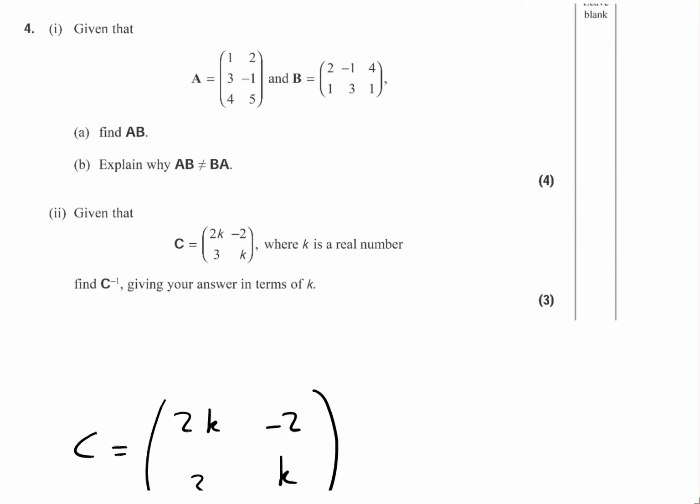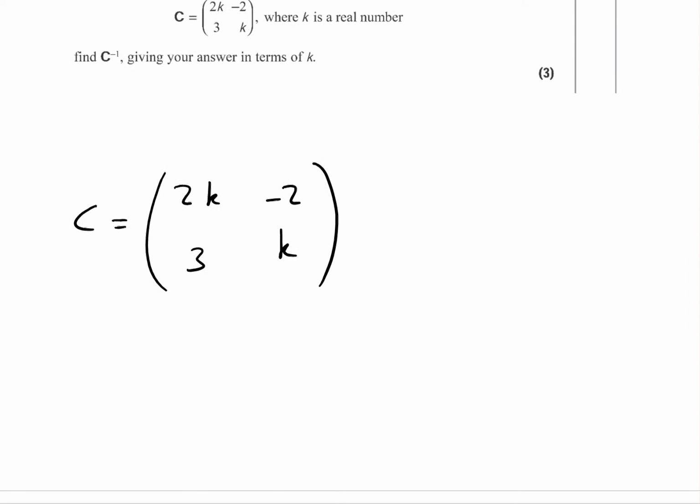Okay, this video is going to be looking at question 4, part 2 of the June 2014 FP1 Edexcel paper. We've already looked at part 1, and part C is basically giving us a matrix, C, where K is just a real number, and it's asking us to find C to the minus 1. This is known as C inverse, and it's giving your answer in terms of K. All that's saying is your final answer will have a K in it. Don't worry about that. There's 3 marks available for that question.